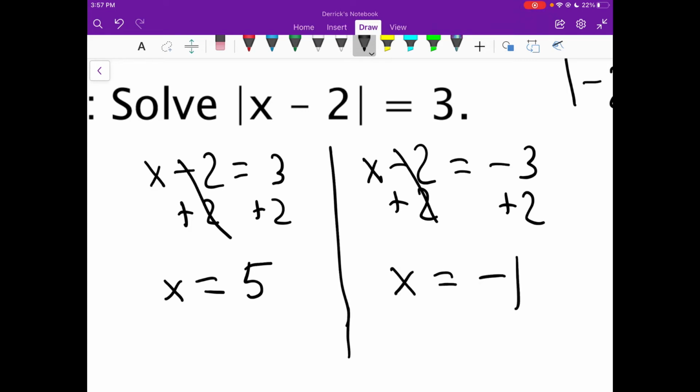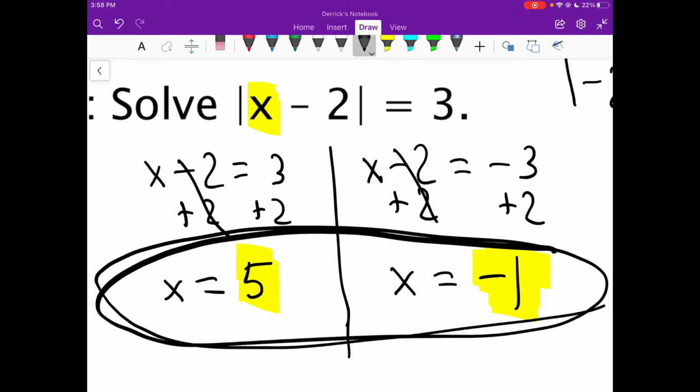If we think about that and plug these back in to our original equation for x, we would see that 5 minus 2 gives us 3. If we plug in negative 1, well, negative 1 minus 2 would be negative 3. And like we said, the absolute value of negative 3 is positive 3. So that is why we get two answers here of 5 and negative 1.